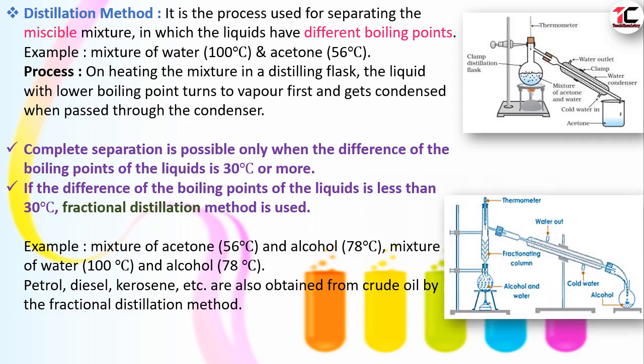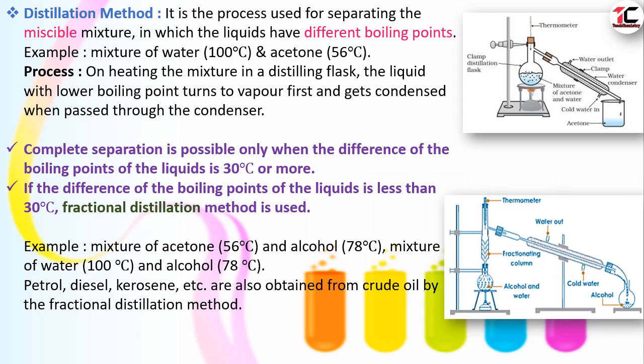Here is the same setup. This is the distillation flask. This is the condenser, and here is the thermometer. But a fractionating tower is fitted with the distillation flask. This is the only difference. We have taken a mixture of alcohol and water in the distillation flask. We heat it. When we heat, the vapors of alcohol will come first, as its boiling point is less than water.